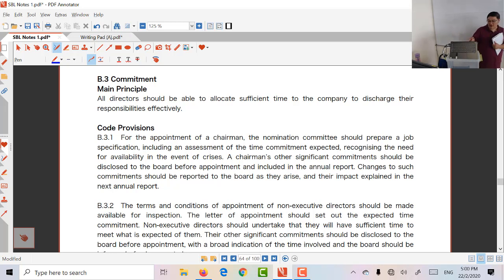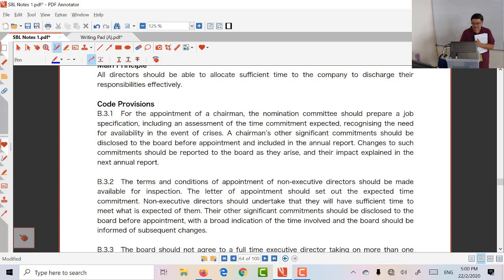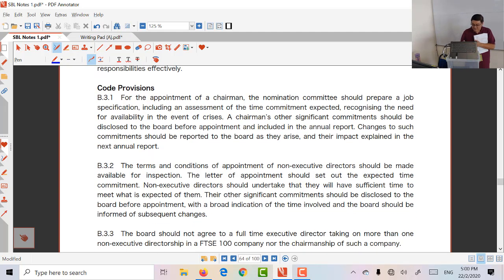Now, we still continue. Nomination has not finished. Now they look at the other part of the nomination issue. They say make sure directors have sufficient time. So don't get directors that have no time to spend. Then they say when you do appointment of chairman, you should prepare a job specification. Now we have explained all that already, right? So this is done. Now it also goes on and says that whatever time commitment of the chairman must be disclosed. So you must let them know how much time you can offer.